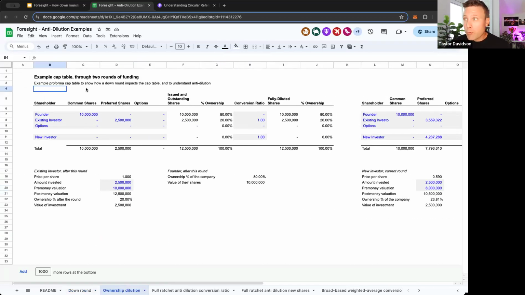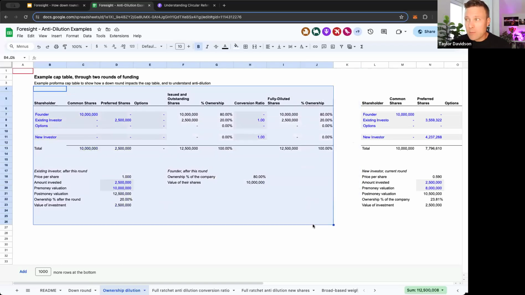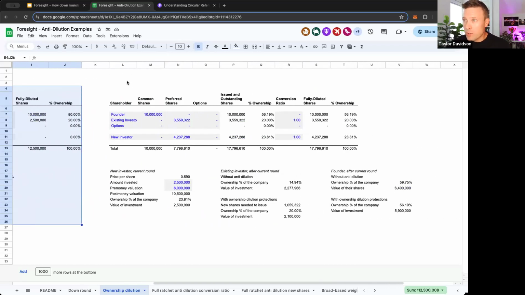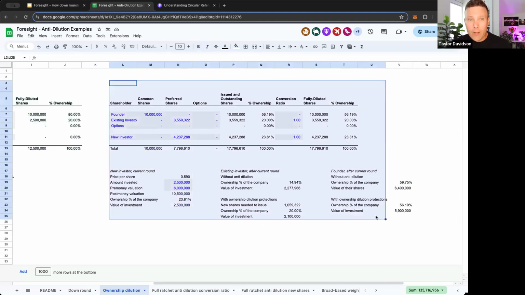So this pre-financing cap table is exactly the same structure. What we're changing here is that we're dealing with the pro forma cap table, or forecasted cap table, to show the impact of the round. What we're implementing here is the idea of ownership dilution and simply issuing new shares to the investors such that they maintain the same ownership percentage.